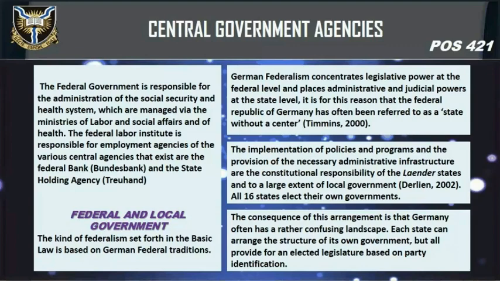The implementation of policies and programs and the provision of the necessary administrative infrastructure are the constitutional responsibility of the states and to a large extent of local governments, according to Dahlen 2000. All 16 states elect their own government. The consequence of this arrangement is that Germany often has a rather confusing landscape. Each state can arrange the structure of its own government, but all provide for an elected legislature based on party identification.